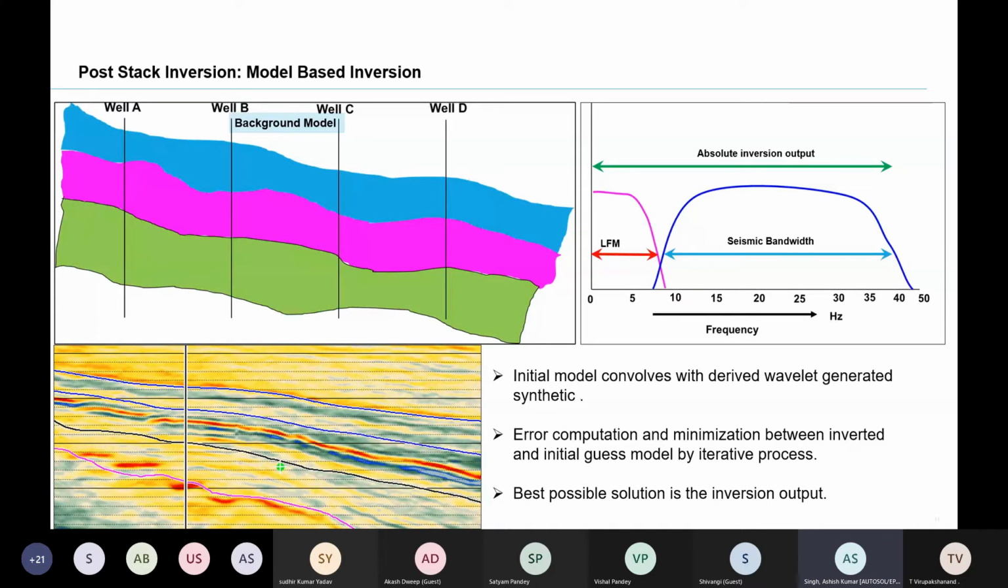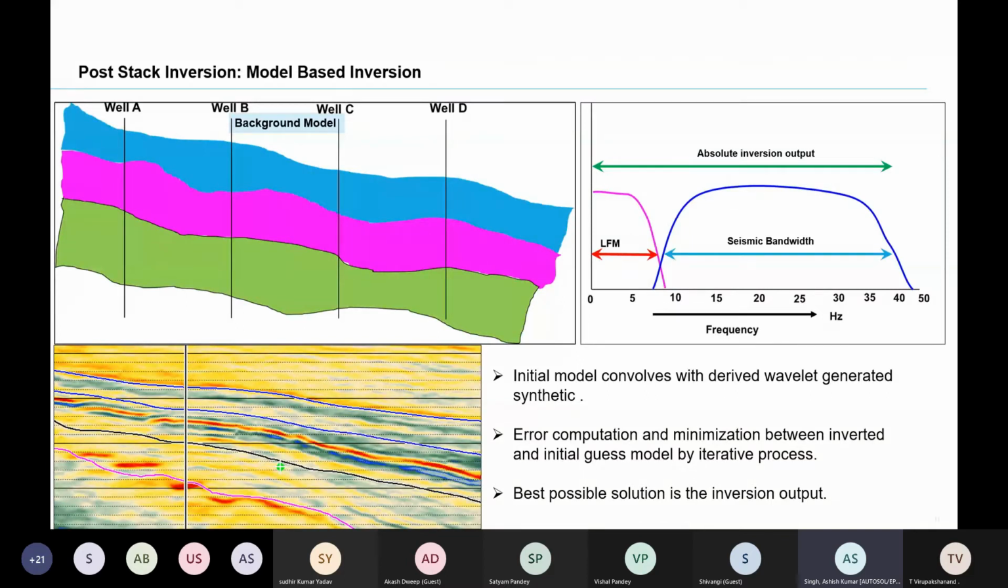So what model based inversion does is, you convolve an estimated wavelet with this model and generate the synthetic, and it compares it with your actual seismic and minimizes the error using the least square method, until the threshold is reached or the solution has converged. That will be your best possible solution of the inversion, right?